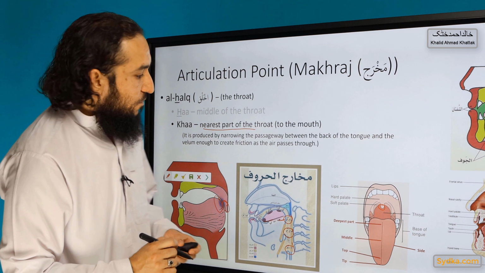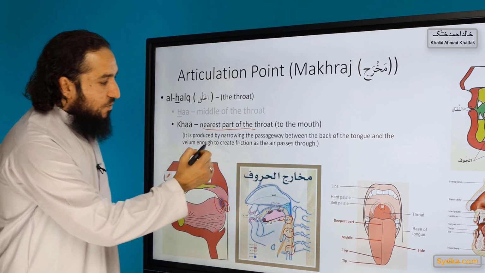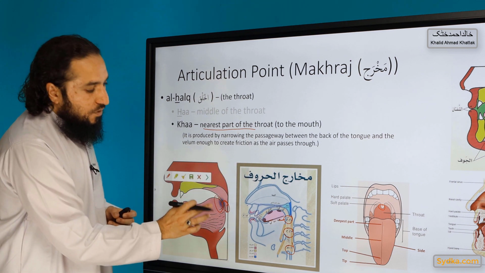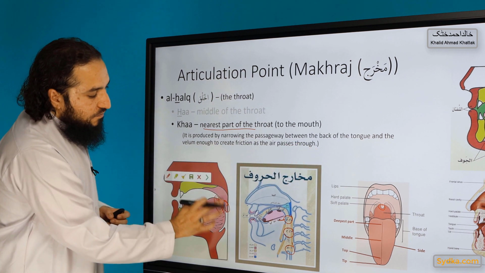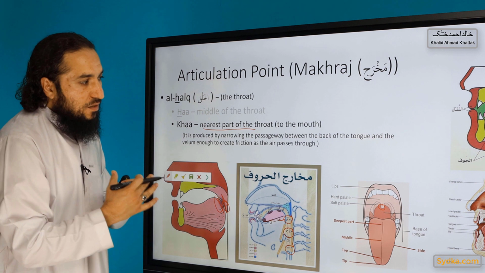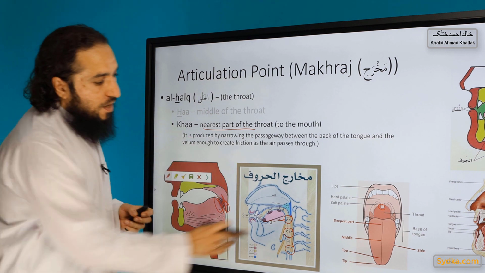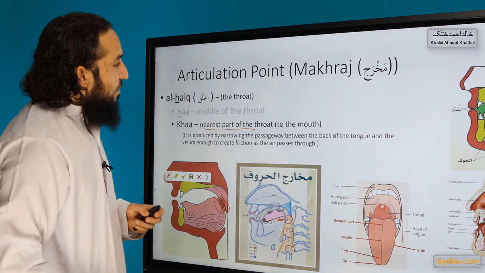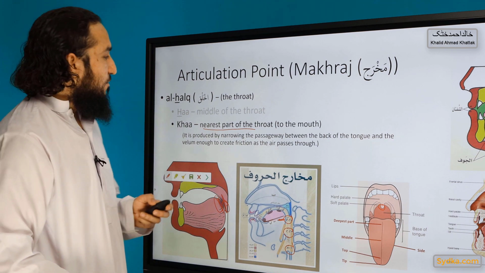So again, it is produced by narrowing the passageway between the back of the tongue, that's the back of the tongue, and the velum. That's the velum. And they create friction as the air passes through. Okay, and this is the articulation point for kha.